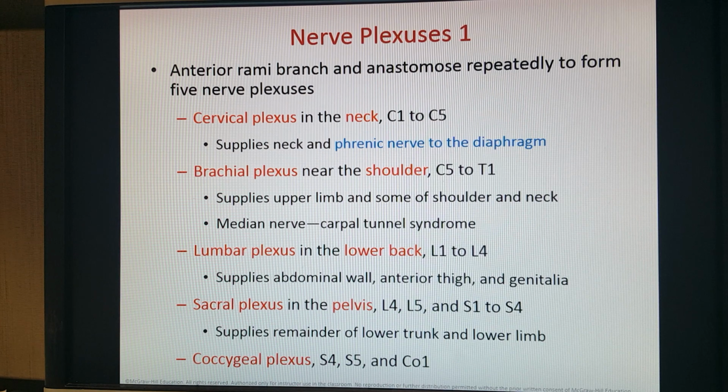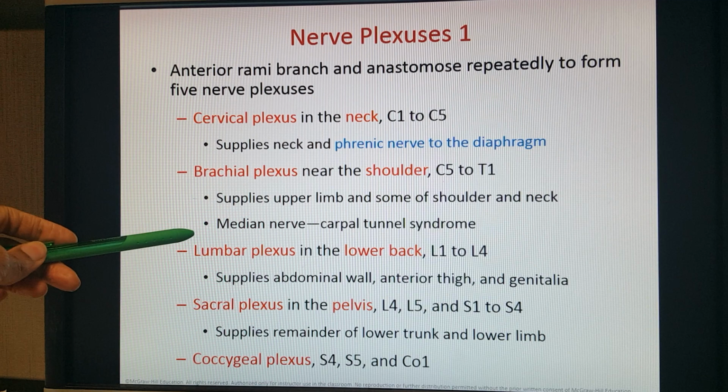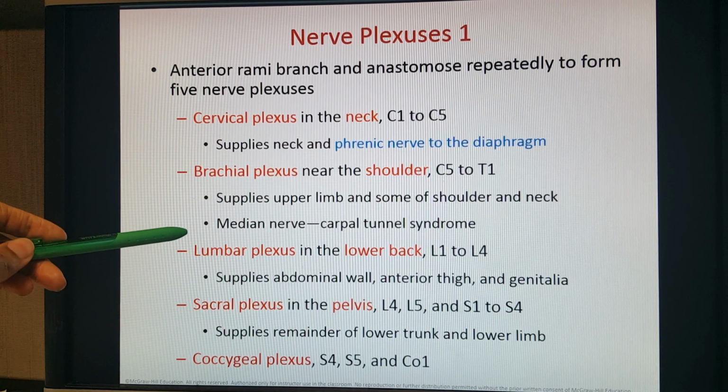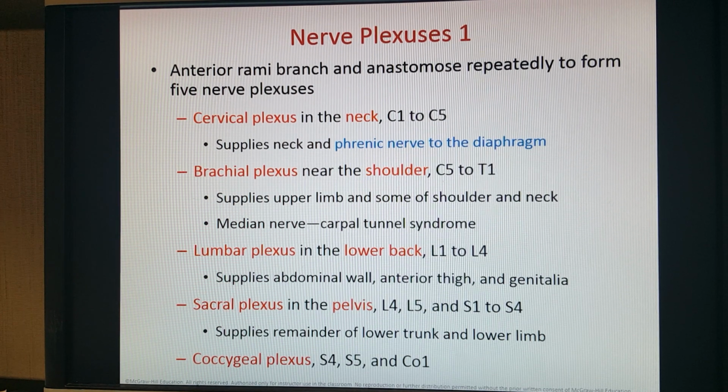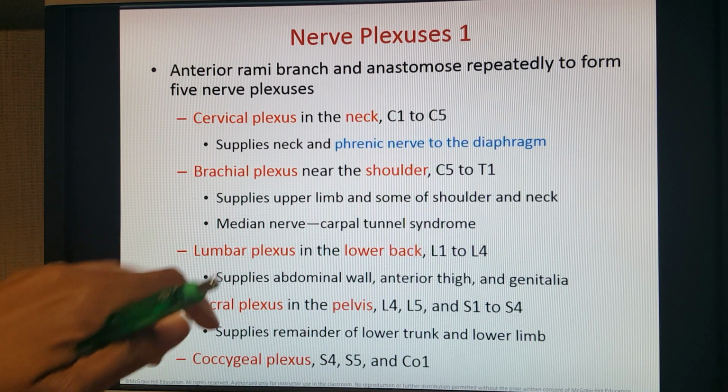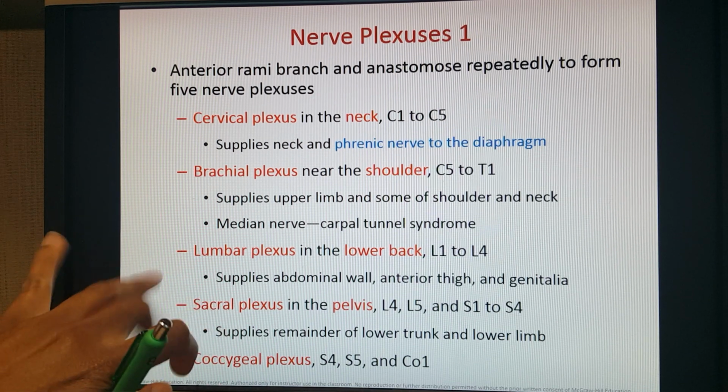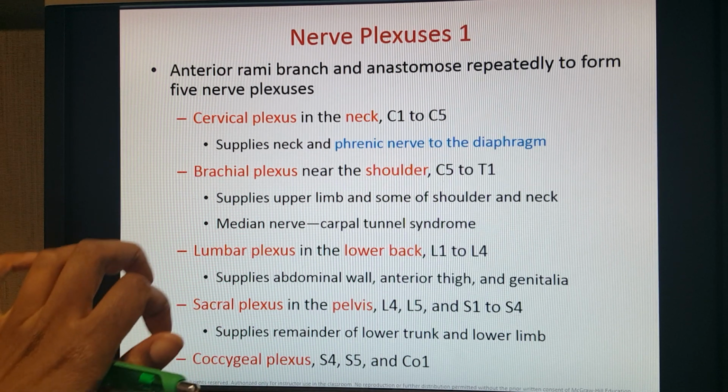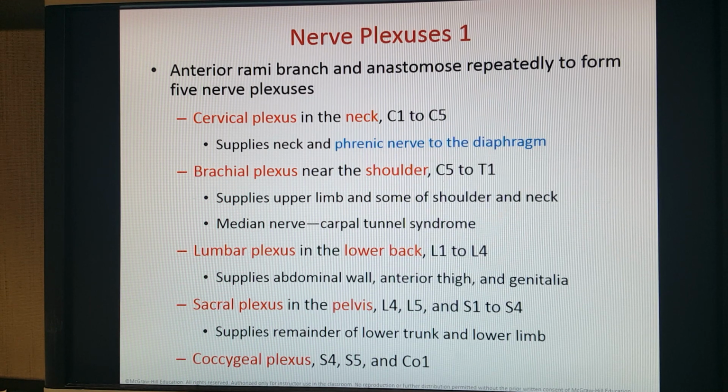Next one, the brachial plexus. So same thing, it's near the shoulder. So upper limb, some of the shoulder and neck region. One nerve for it that's special is the median nerve, which when it is damaged or pinched can cause carpal tunnel syndrome. So when people spend their whole life typing on a keyboard and it causes stress in their wrist, it's a very painful situation.